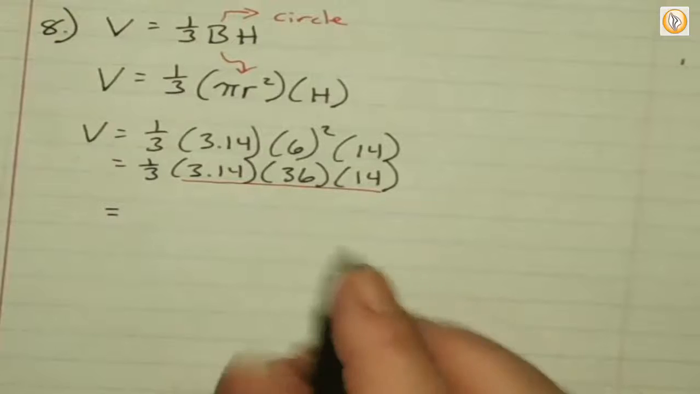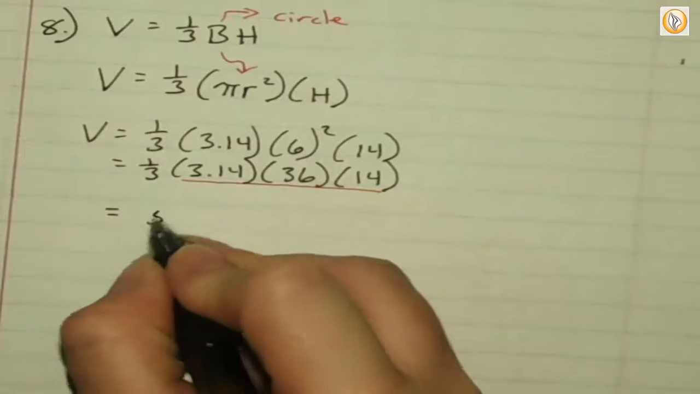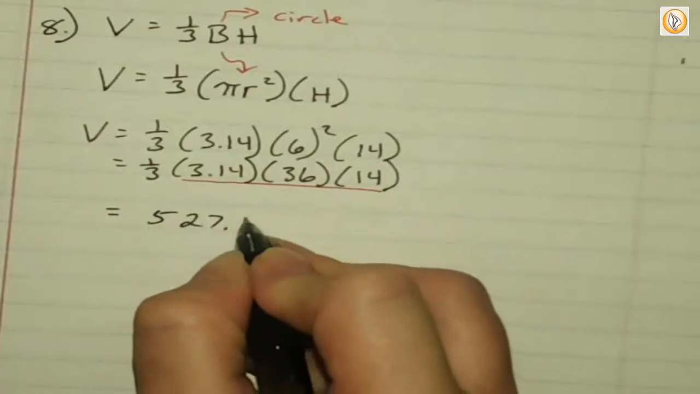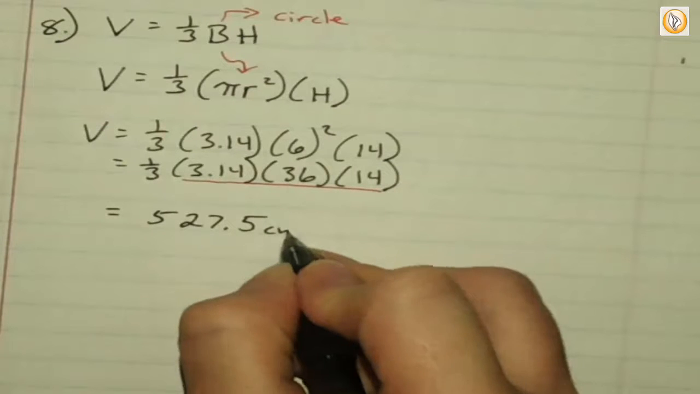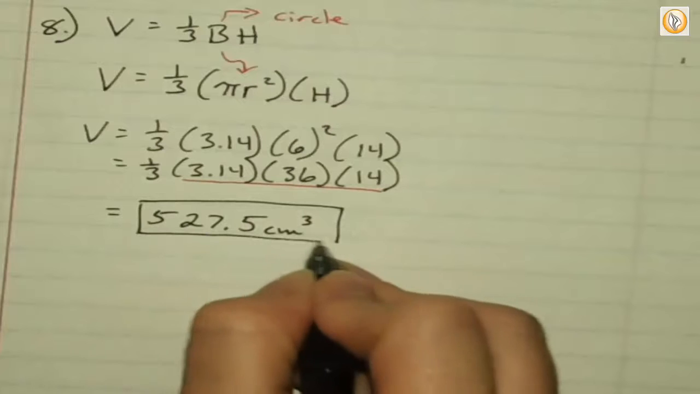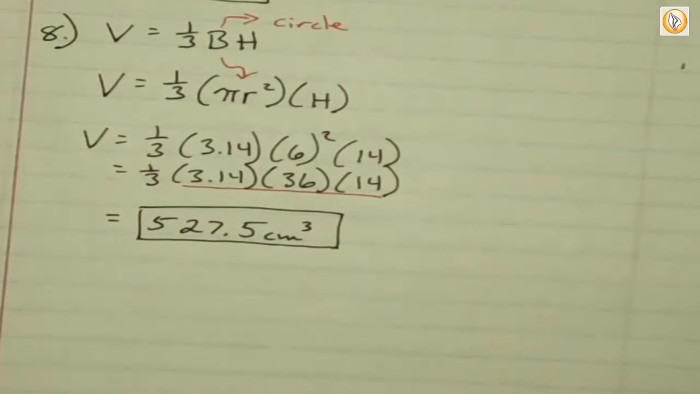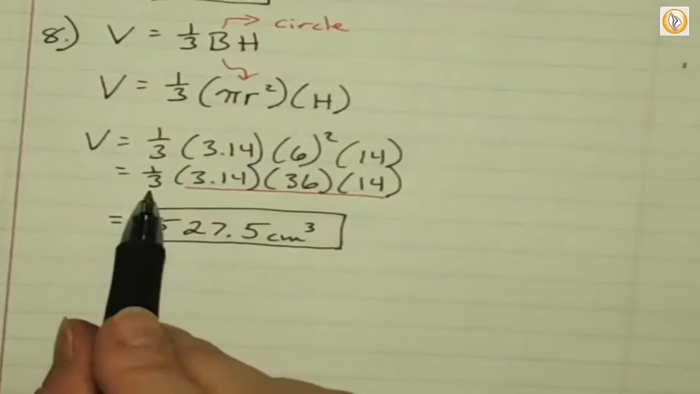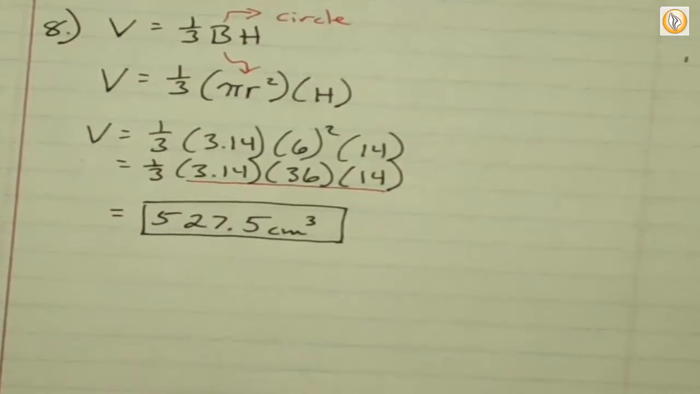And for the sake of time, you get 527.5 centimeters cubed. Wait, did you divide by 3 after? Mm-hmm. Any question? Write it down. I got one more for you.